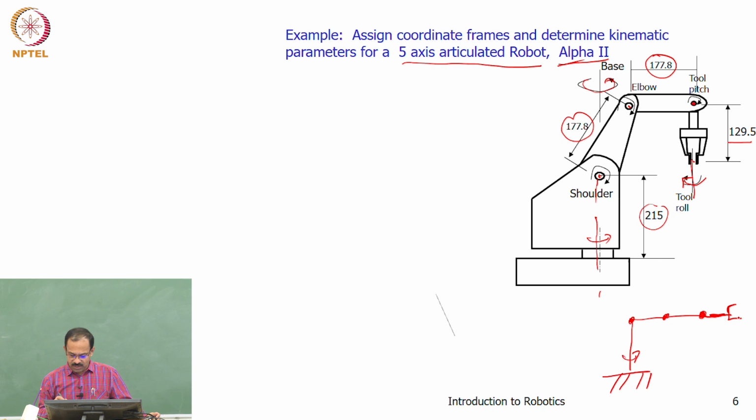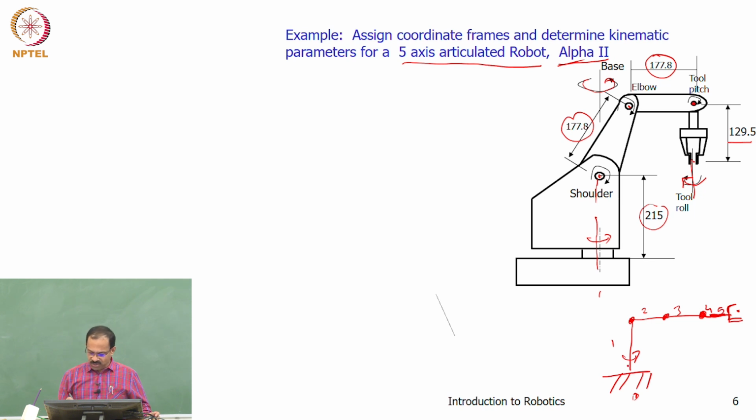It can be anywhere. So I'll put this as a roll joint, and then finally the last point will be the tool tip. This is the tool. So the first step is to number the links and joints. Okay. So we normally give this as the link 0, the 0th link, and then 1, 2, 3, 4, and then one more, 5, because this is what we call the 5th link.